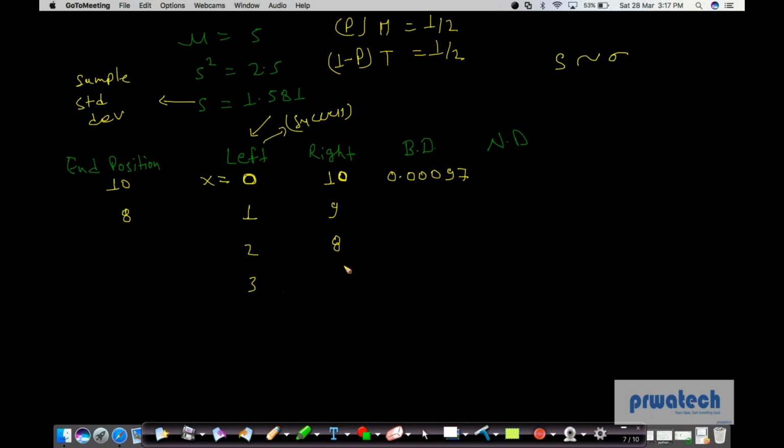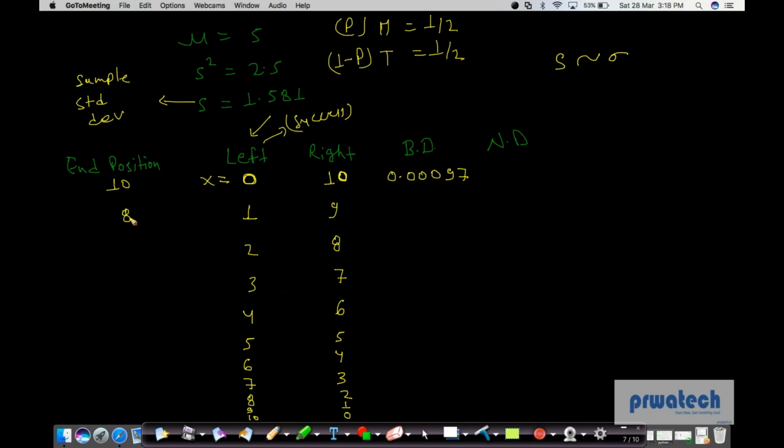3 left, 7 right, which means 3 head and 7 tail. 4 head, 6 tail, 5 head, 5 tail, 6 head, 4 tail, 7 head, 3 tail, 8 head, 2 tail, 9 head, 1 tail, 10 head, 0 tail. This is what is the occurrence of my 10 different trials.